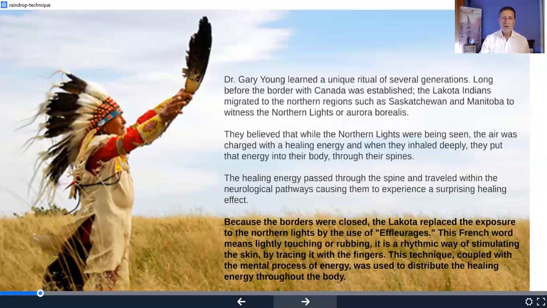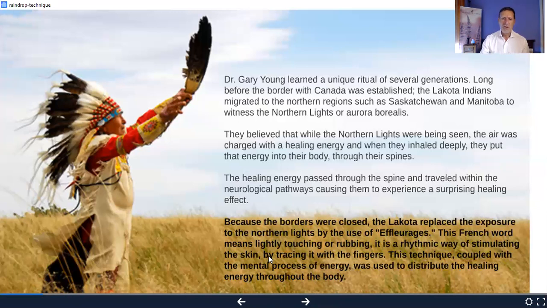Because the border was close, with the United States and Canada, the Lakota Indians could not migrate anymore to the north. So they replaced the exposure to the northern lights by using this effleurage, this feathering technique. Okay, the imagination is that the energy of healing is coming through the brain, through the arms, and then they send it to the body, to the recipients.